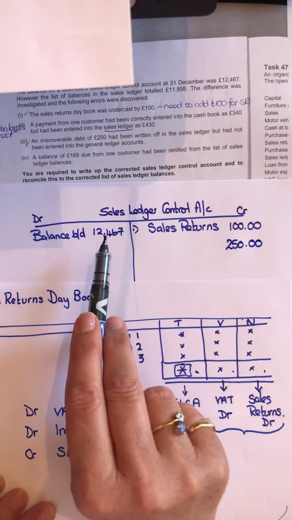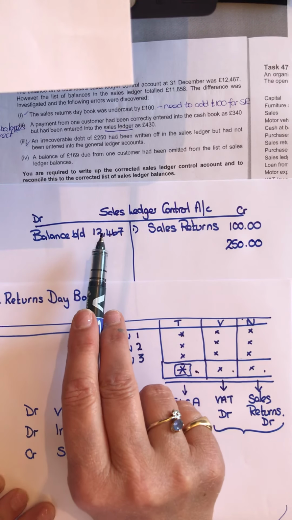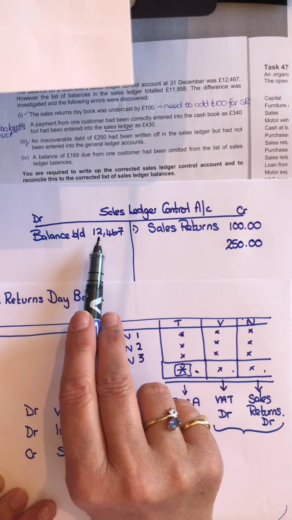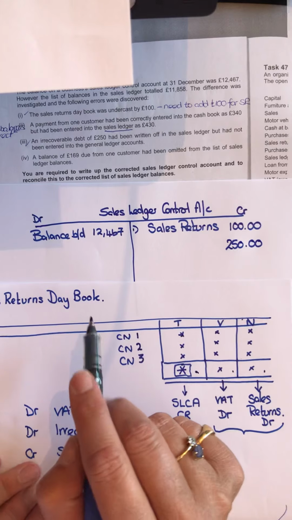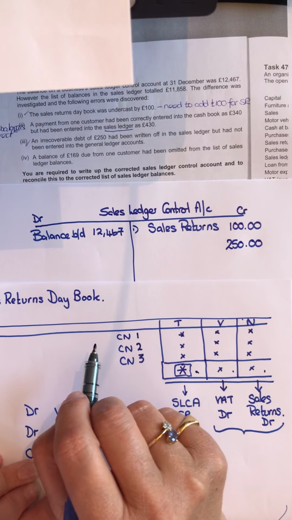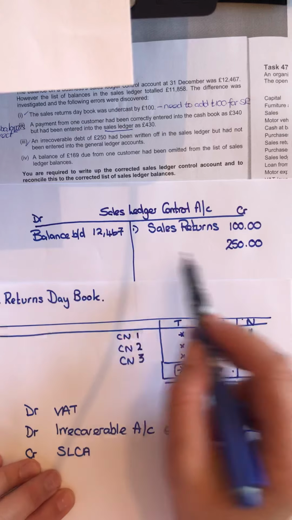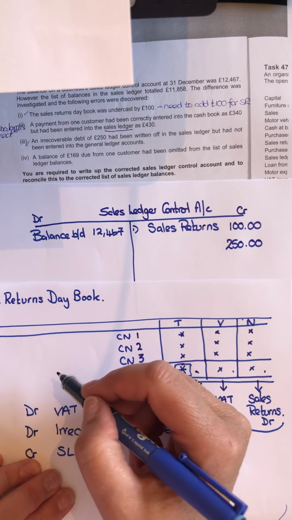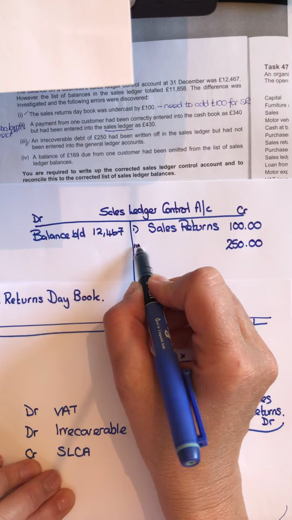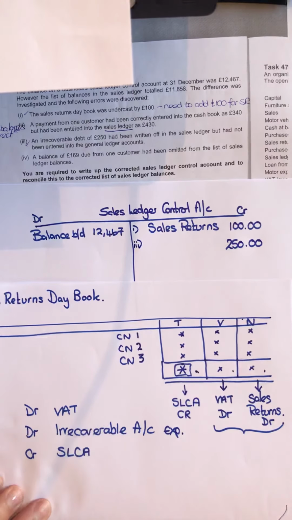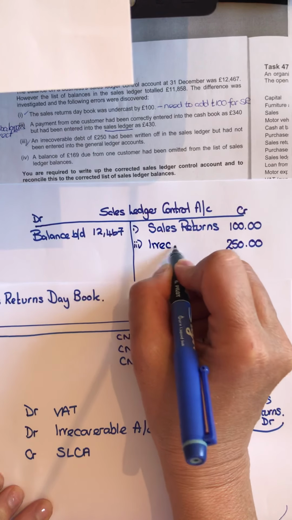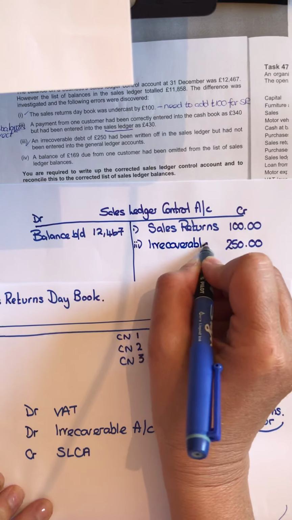That's showing us that we know we're no longer going to get £250 that was included in the balance brought down. Probably the customer's gone bust, so gone into receivership and they can no longer pay you the money. So we need to make sure we take it out of the accounts because we're no longer going to get it. So bullet point number 3 was on the credit side of the sales ledger control account. And again, in the details, we need to write where the main other entry was. And that was in the irrecoverable debt account.